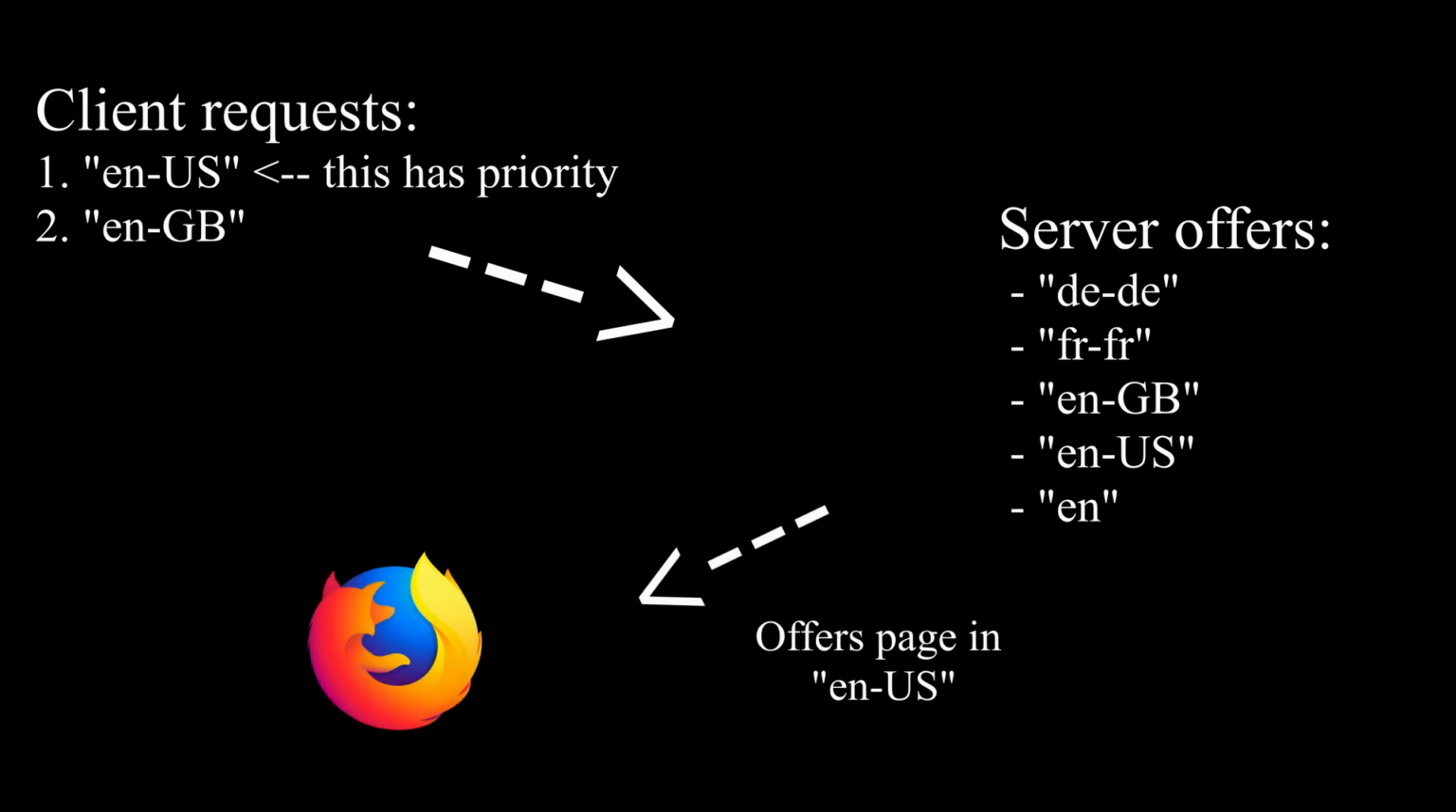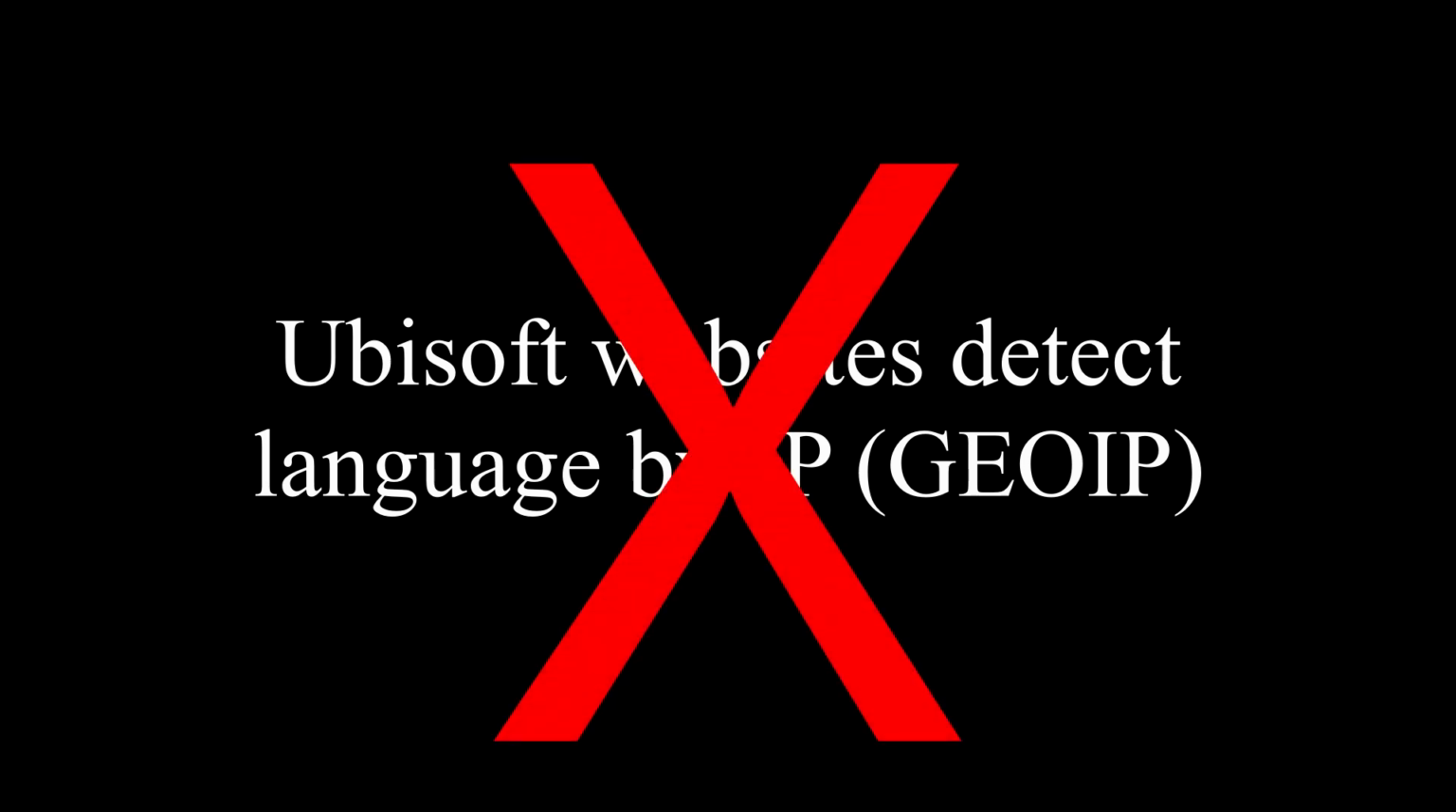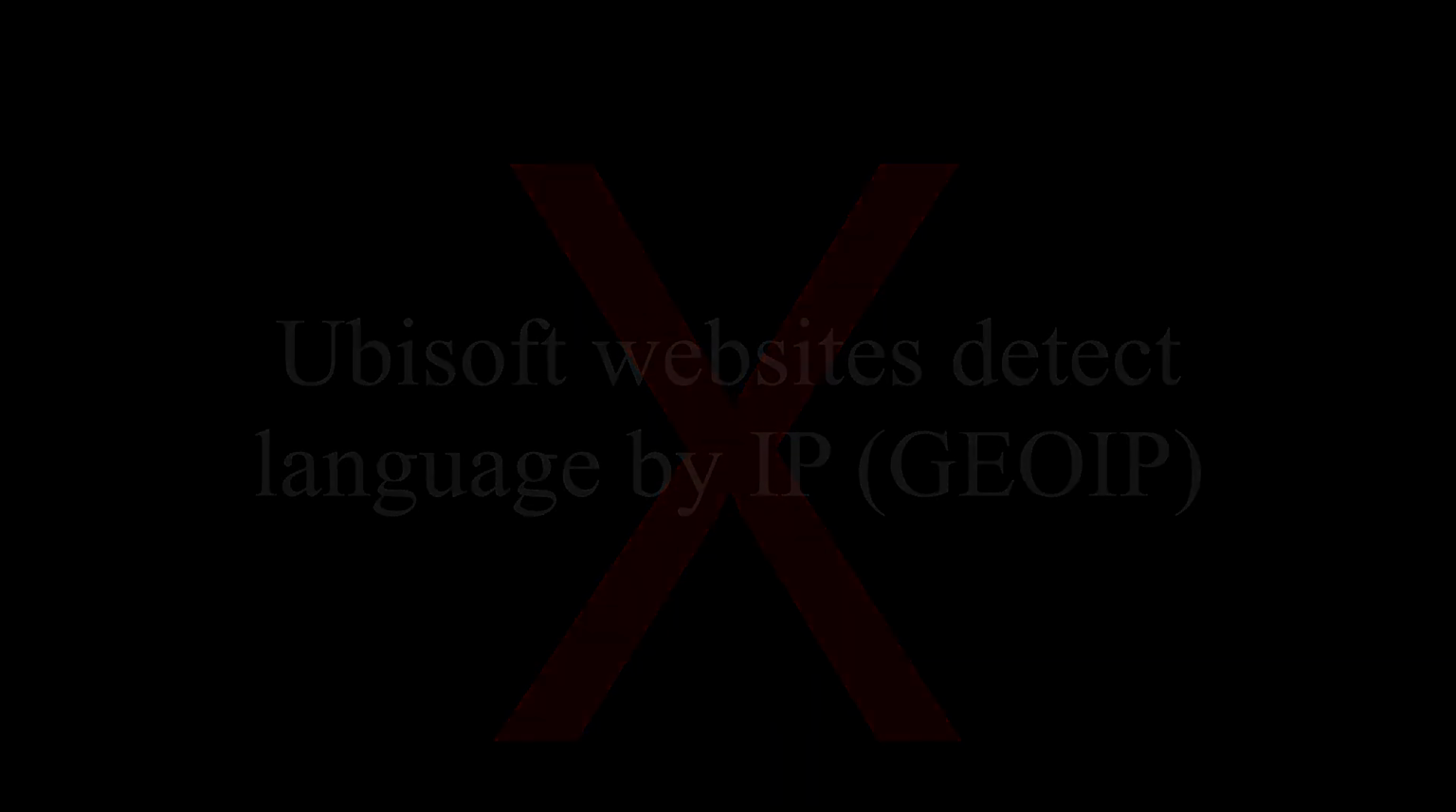Now, let's have a look at how Ubisoft deals with that. Whenever you open a Ubisoft website, it's using your IP address to determine the location. But there is a major issue with that. Doing it that way is really bad for multiple reasons. Let's start with the first one.